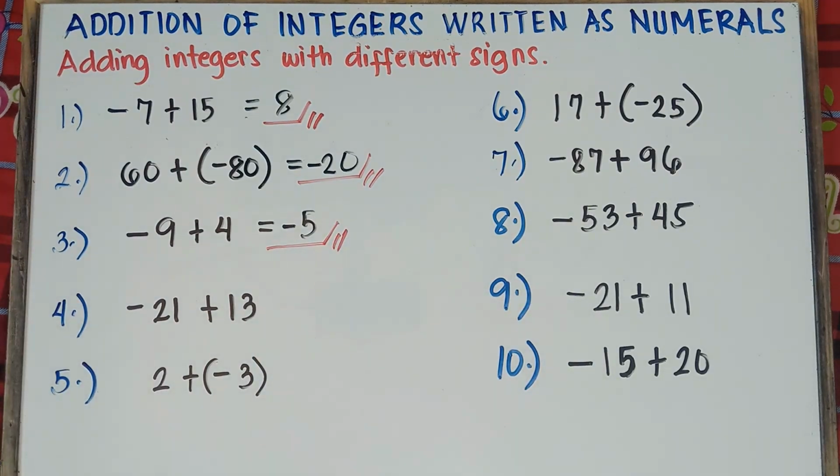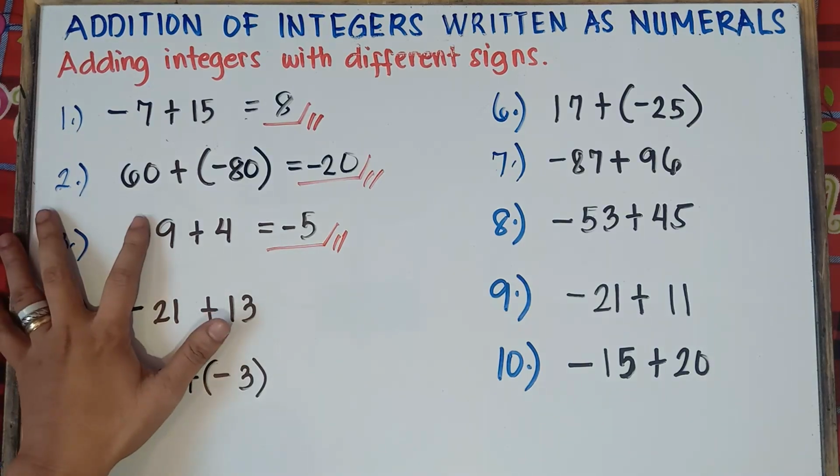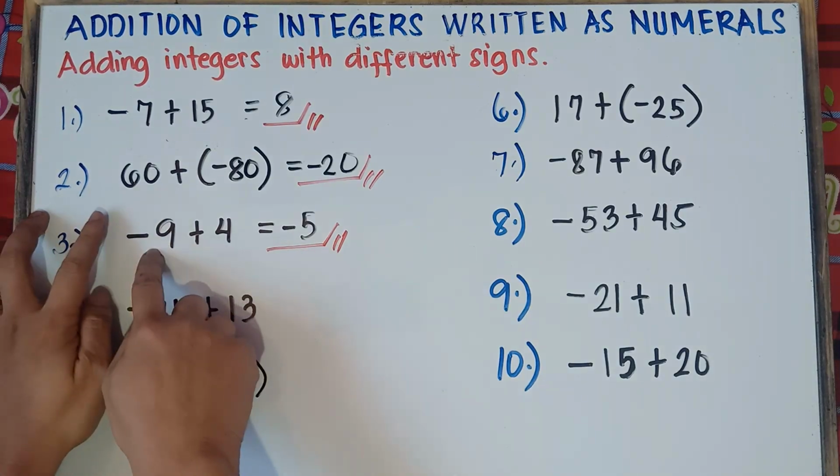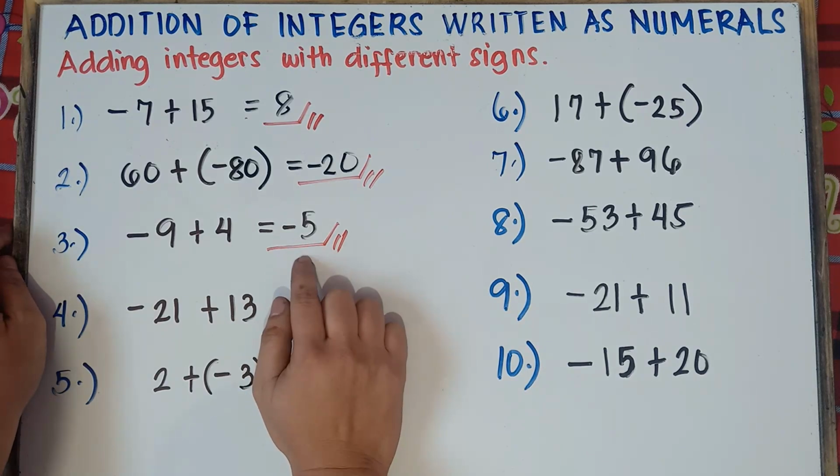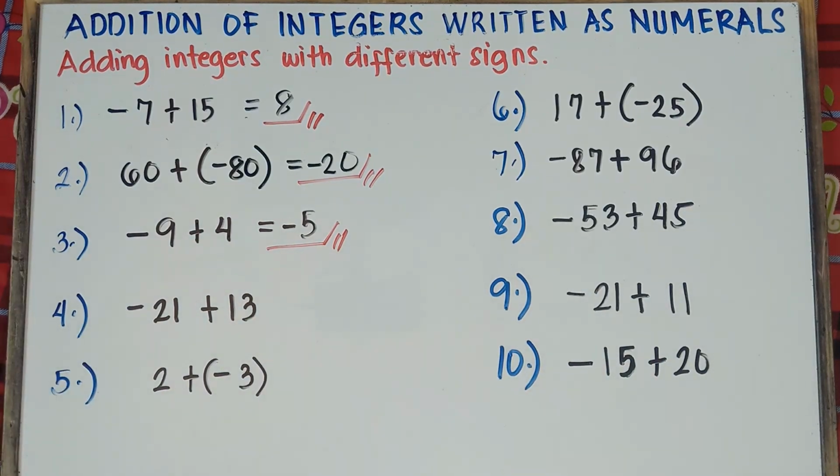Easy as that, class. So once again, if the signs are not the same, in a shortcut way, you subtract. It must be a bigger number minus the smaller number, and then you copy the sign of the larger number. So we ignore the negative sign. We copy the sign of 9 because this is negative. Our answer is negative 5. Okay, so let's have example number 4.